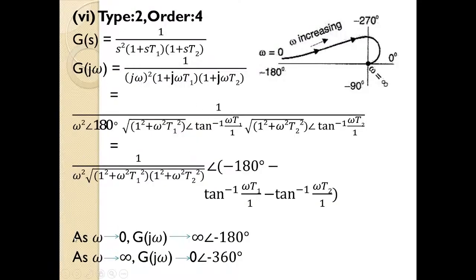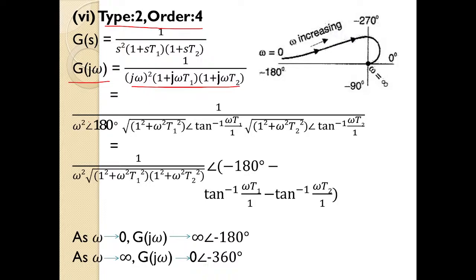Here, type 2 order 4 system. S power 2 and order 4 means you just multiply all the terms and you will get s power 4. Now replace s by j omega, the sinusoidal transfer function. You will get 1 by j omega square into 1 plus j omega t1 into 1 plus j omega t2. Now determine the magnitudes and phase angles.